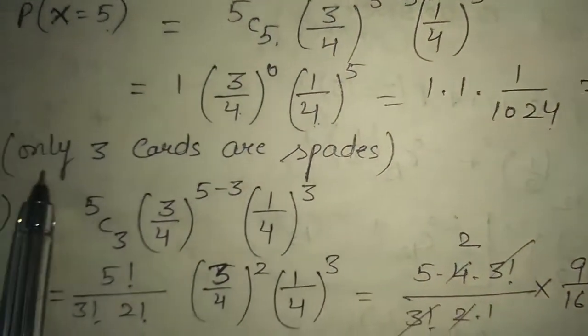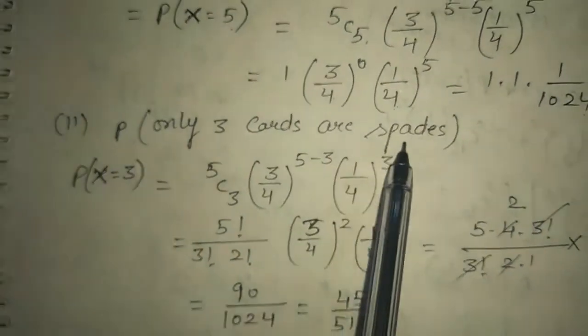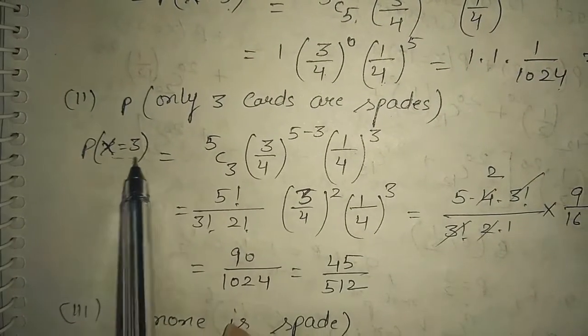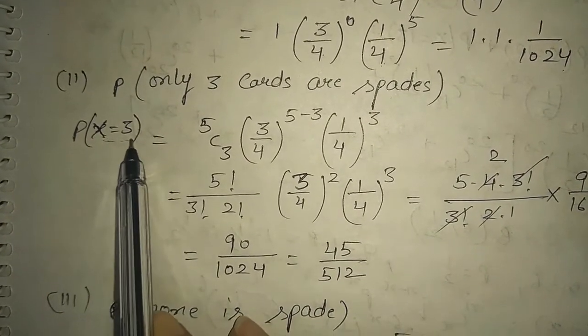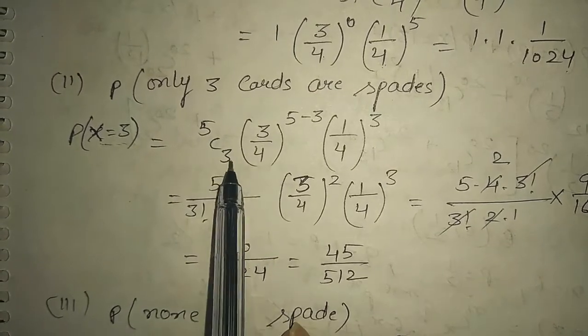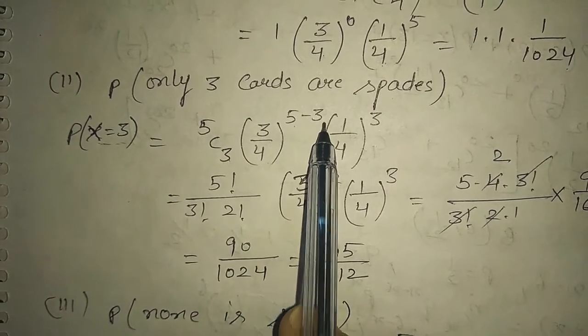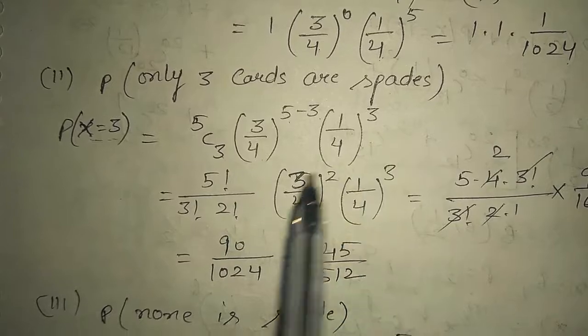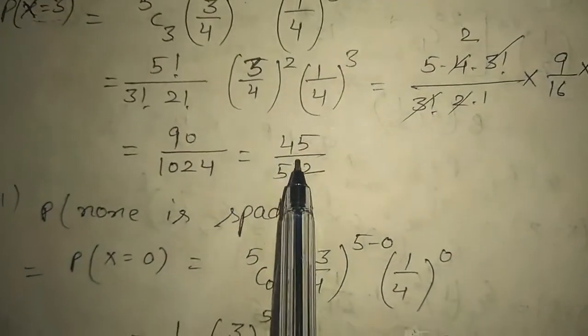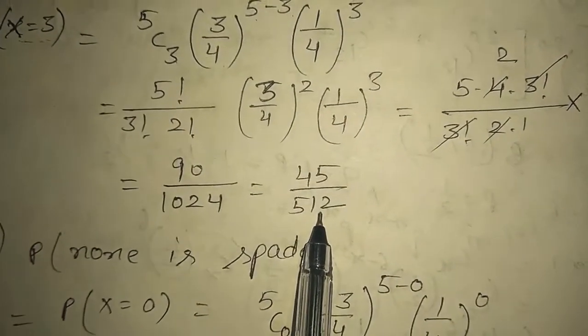Now the probability of only 3 cards being spades. It means exactly 3 cards are spades. So we will put x is equal to 3: 5C3, (3 by 4) power 5 minus 3, (1 by 4) power 3. After solving, we will get 45 by 512.